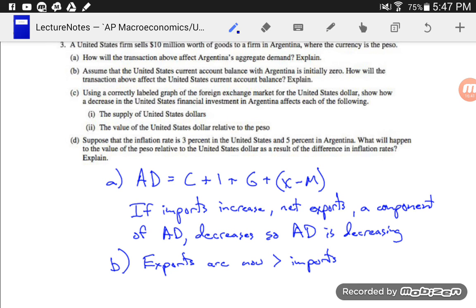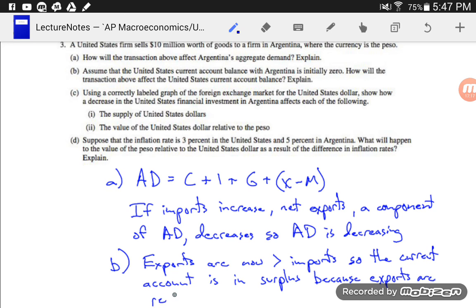So we have a credit. Exports are now greater than imports, so the current account is in surplus. Because exports are recorded as a credit.